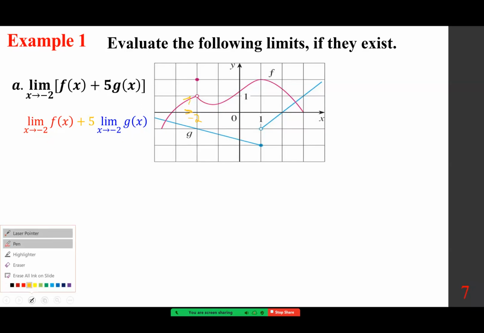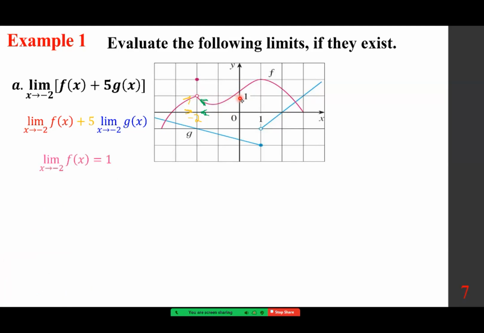Approaching from the left side of negative 2, we are moving towards this point, and this one has y coordinate 1. From the right side of negative 2, we are moving this way, and we are moving towards the same point, having the same y coordinate, namely 1. Therefore, the limit of f of x as x approaches negative 2 is 1.